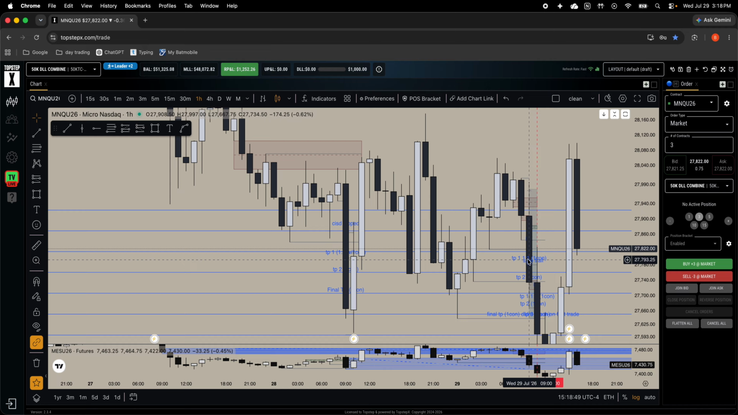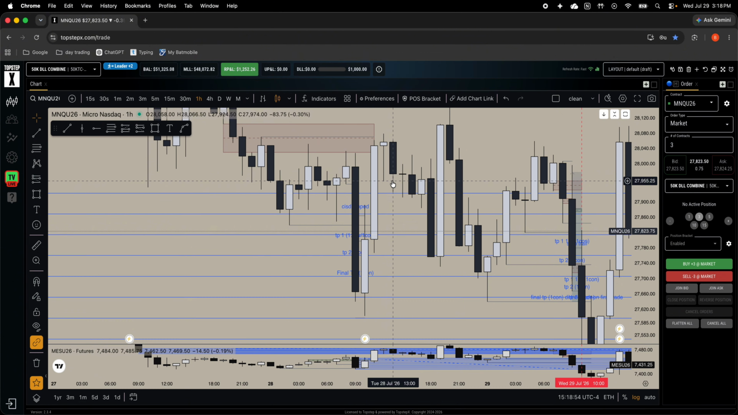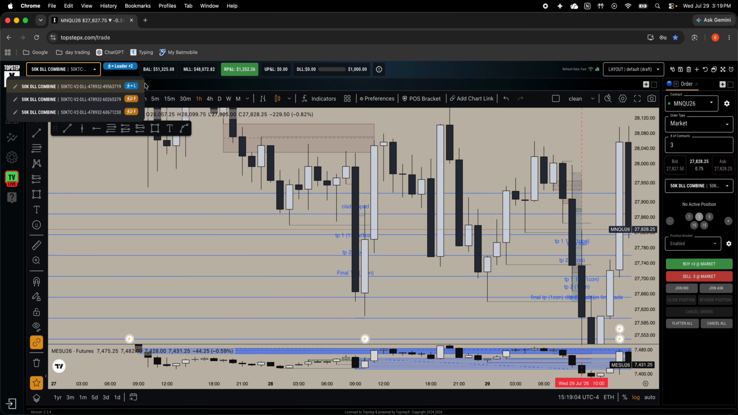So my trades for Tuesday and Wednesday, I took 3 trades. All of them were wins. Got my account out of about $600 of drawdown, in all 3 of my accounts. And now I'm up 1,300 in each.